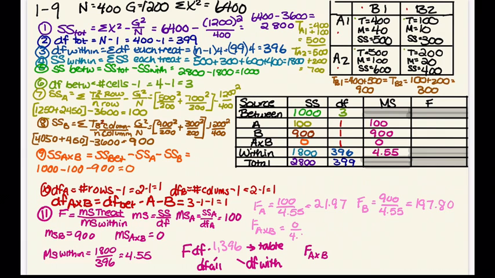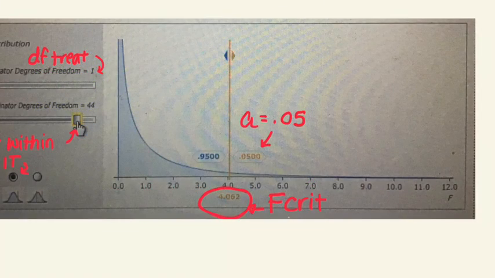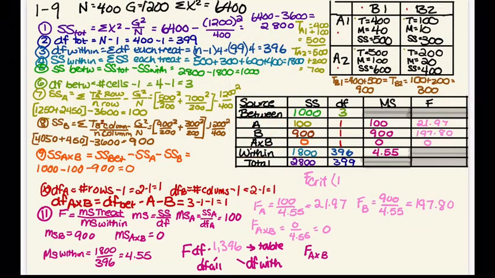We'll use the degrees of freedom for each treatment and the interaction as the numerator, and the degrees of freedom within for our denominator. We'll move our slider over to determine the correct alpha level, and we'll see our critical F ratio. And if our F ratio is in the tail, it's significant. If it's in the body, it's not significant.